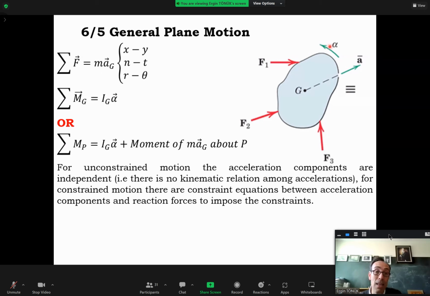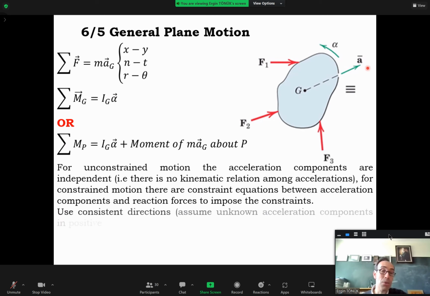Again, in constrained motion, you sum up the forces, but you also have the reaction forces. They would be equal to mass times the acceleration of the mass center. And when you take moment of the external plus the reaction forces, it would be equal to I_G times alpha.